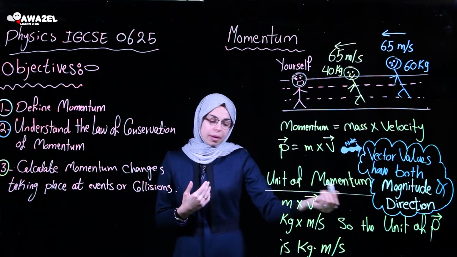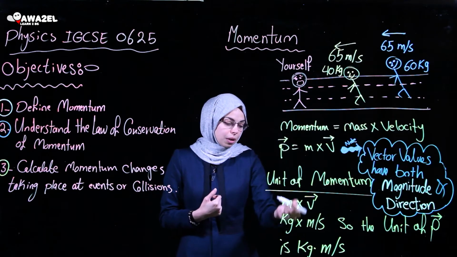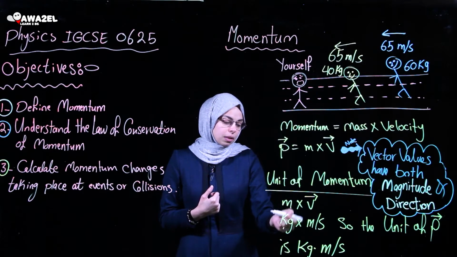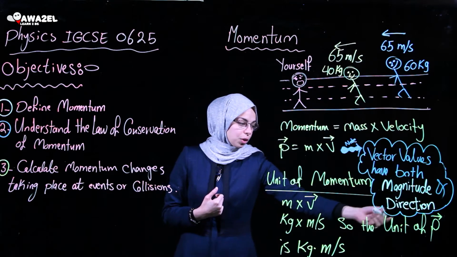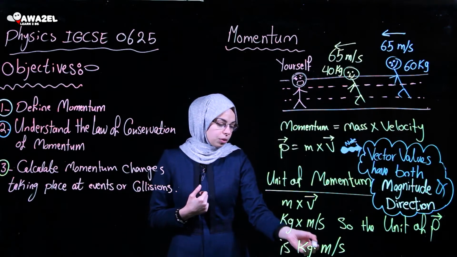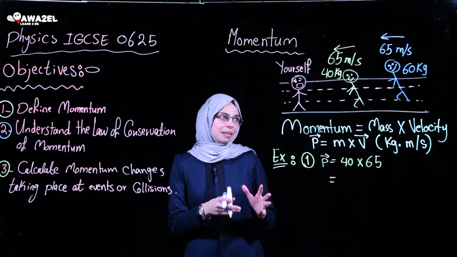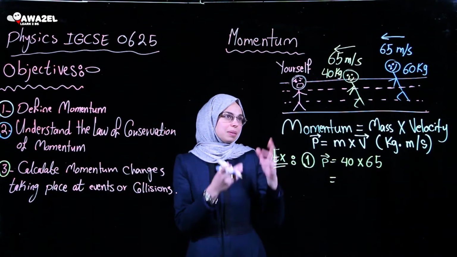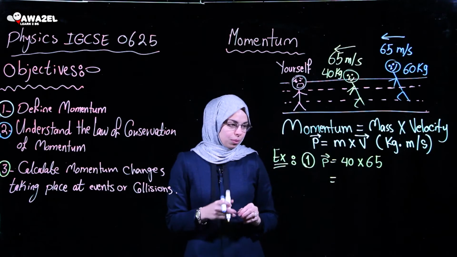The unit of momentum depends on the unit of mass and velocity too. Mass is in kilograms, velocity in meters per second. So the unit of momentum P will be kilogram, from the mass, dot meters per second, from velocity. So now let's take a simple example about how to calculate momentum. Let's take the racers' example.